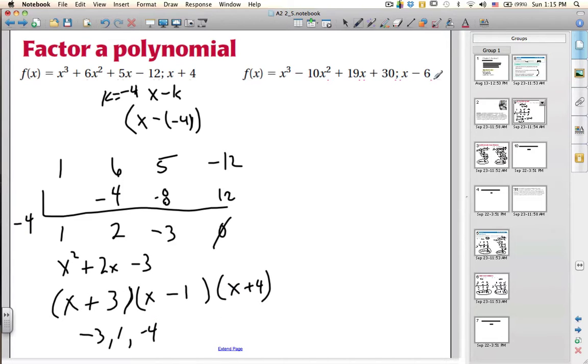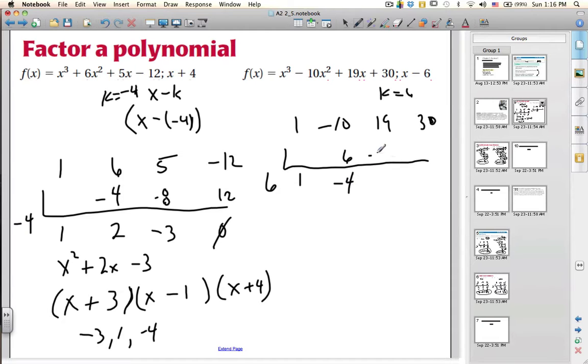Okay, so another example, x minus 6, k is equal to 6 in this case. I'm going to bring my coefficients down, 1, negative 10, 19, and 30. When I plug 6 in, 1 plus 0 is 1, times 6 is 6. Negative 10 plus 6 is negative 4, times 6 is negative 24. 19 plus negative 24 is negative 5, times 6 is negative 30. Again, as promised, it ended up being 0.